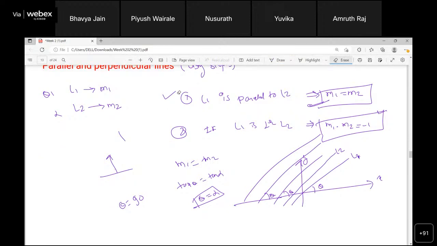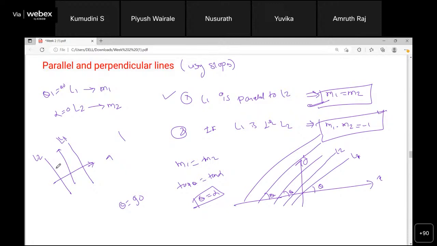If both are at 90 degrees, then they are parallel. So if two lines are both parallel to the y-axis, then both slopes are undefined. This is my L1 and this one is also my L2. These two are parallel. L1 and L2 will still be parallel, but the slope is not defined here, right?